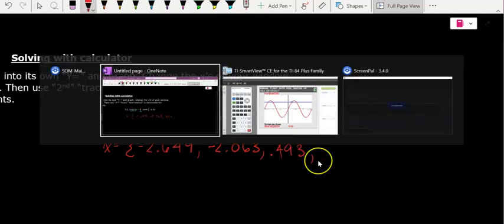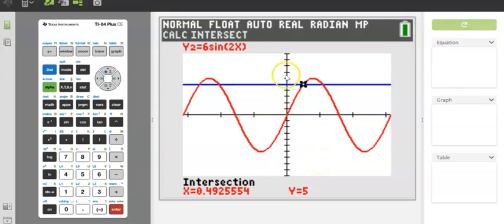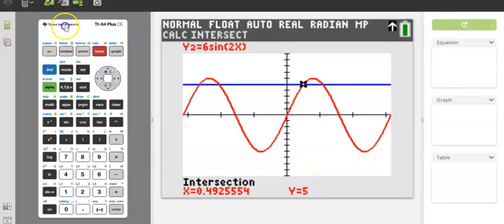And I have one last one to do. Same process. Second trace, number 5 for intersect. Going to set yes for first curve, yes for second curve, and then I'm going to scroll close over there, and it moves me to 1.078.